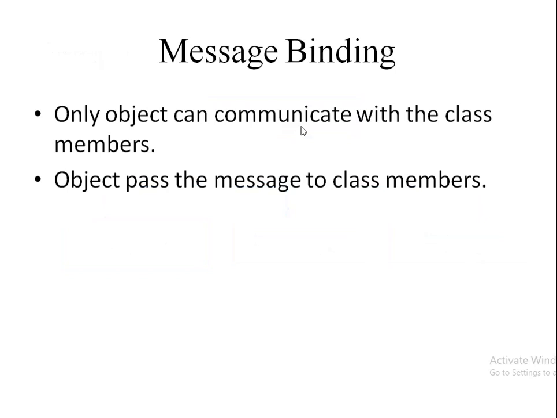Next, message binding. Only an object can communicate with a class member, and an object can pass messages to class members. If a class is there, there must be an object. If there is no class, there is no object. We can discuss this message binding, and how an object can communicate with the class members and pass messages to class members, in a further class.